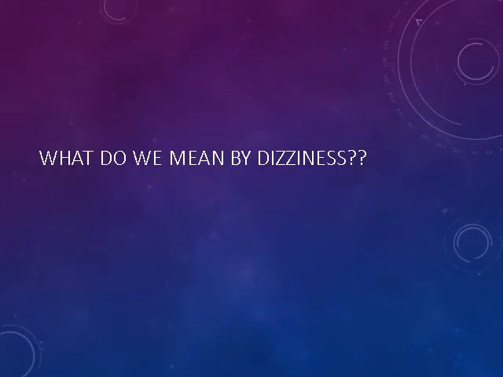What do we mean by dizziness, or how do we define dizziness? Dizziness is an imprecise term, a broad term, that is used to describe a variety of different symptoms. Each of these symptoms has a different pathophysiological mechanism and significance.